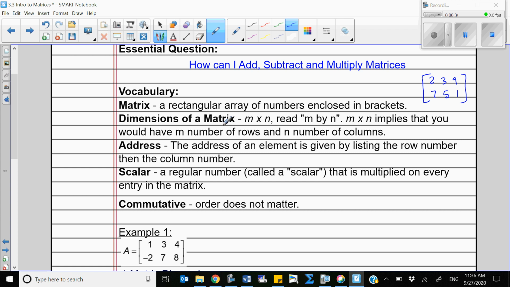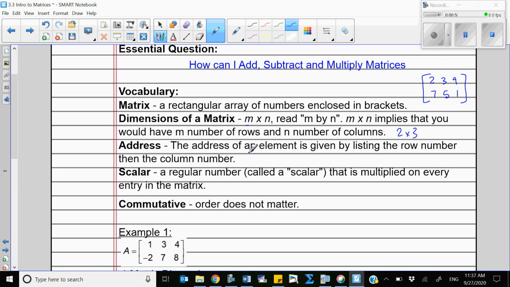Dimensions of a matrix. Write as m times n and read as m by n. M by n implies that you would have m number of rows and n number of columns. Our example here has 2 rows and 3 columns, so it's a 2 by 3 matrix. The dimensions of this matrix are 2 by 3.